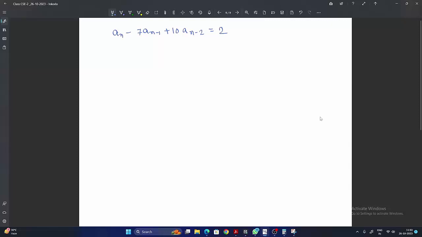So here also the same things, simply a n x to the power n, then minus 7 a n minus 1 into x to the power n minus 1, not x to the power n, plus 10 into a n minus 2 into x to the power n is equal to 2 into, here you will get the x to the power n. All the things are actually same. So then take the summation here, summation here, summation here and summation here, and the summation will be taken from n is equal to 2 to infinity, n is equal to 2 to infinity and n is equal to 2 to infinity. All the other things are same. Then here also n is equal to 2 to infinity.